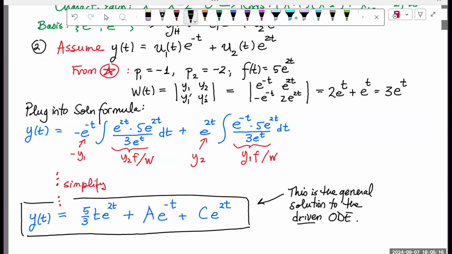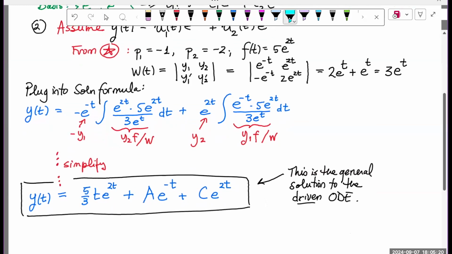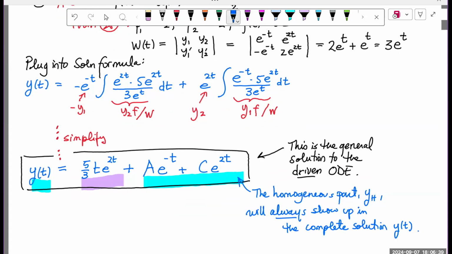I hope you notice something here. In particular, do you see that the homogeneous part of the solution, in other words, the solution that came from the associated homogeneous equation, still shows up in our overall solution, but there is also another part that comes from using our formula. This is going to be important to recognize when we make use of another way of solving driven ordinary differential equations, which we will talk about in the future. But I do want you to recognize that the homogeneous part, or the y_h, will always show up in the final complete solution. Let's go to the next page for some group work.